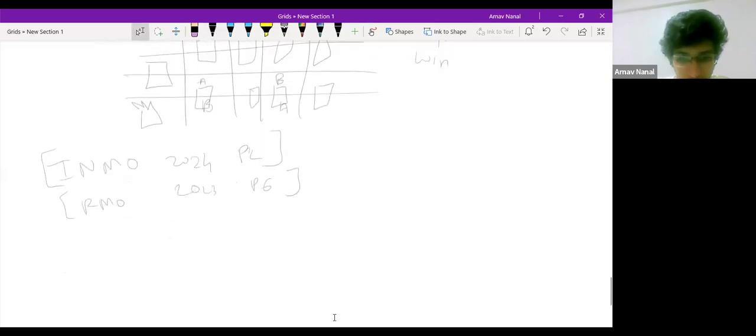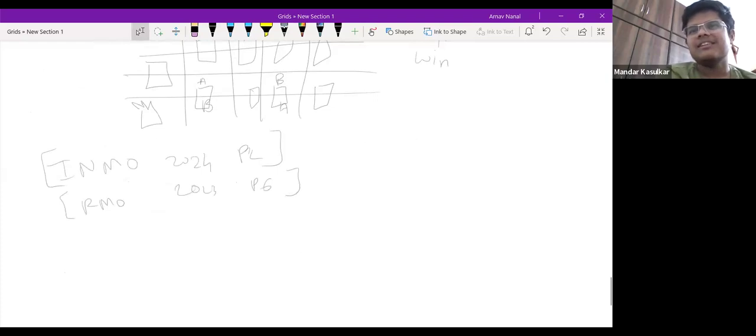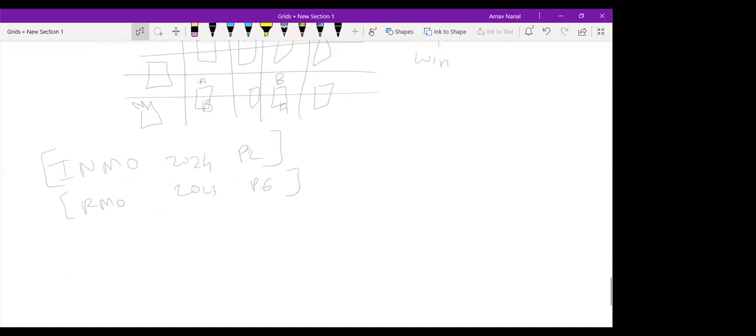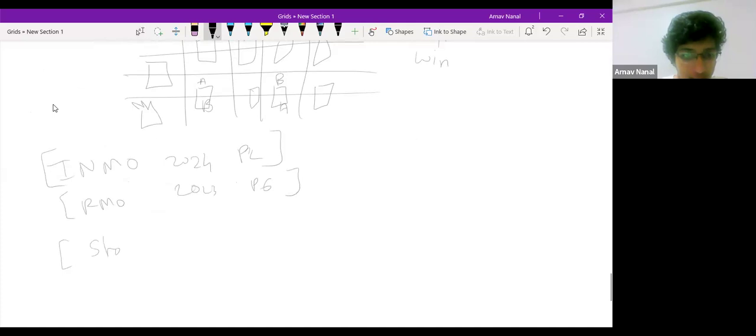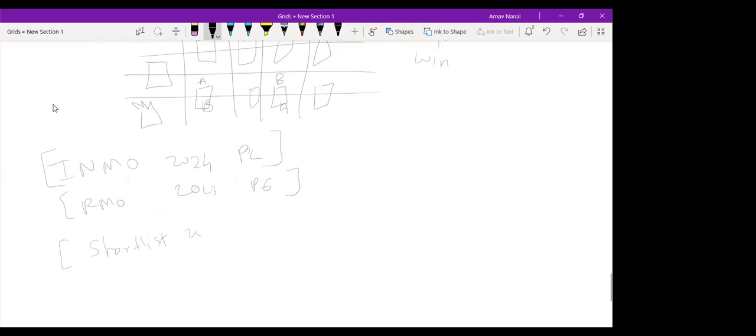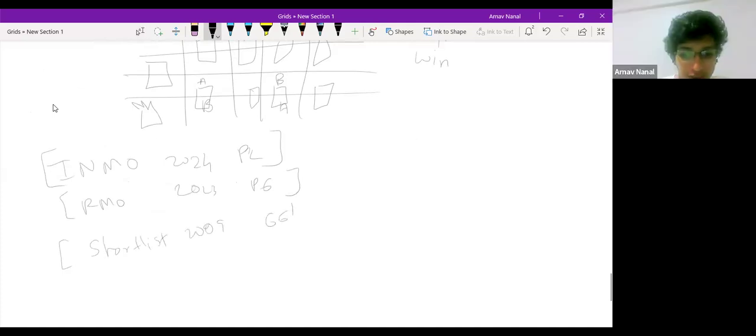And wait, let me check. There was the buffer problem I gave. 2023 C6 is good. And if you people have time, 2009 C6 as well. For the sake of Mandar, I will just write it. And 2023 C6. Okay, do this. I mean, you can try this, no problem.